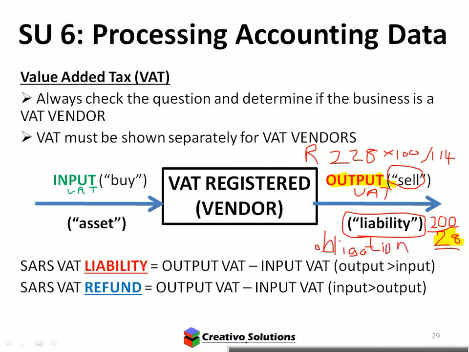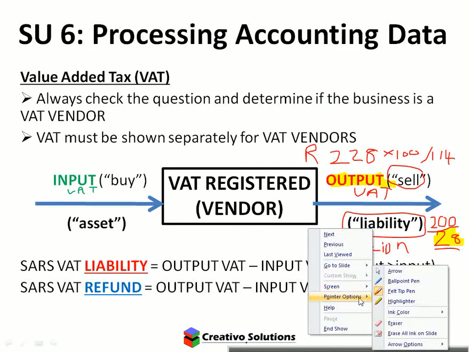See, the keyword comes up again. So when you sell something and it has VAT, just remember that VAT's not yours. That VAT is theirs. So there's an obligation to pay to them. There's a definition. The answer is liability. So now you know output VAT is a liability. Then the other side of things.